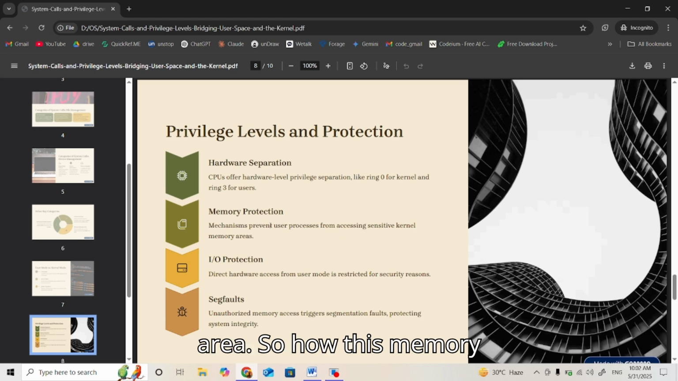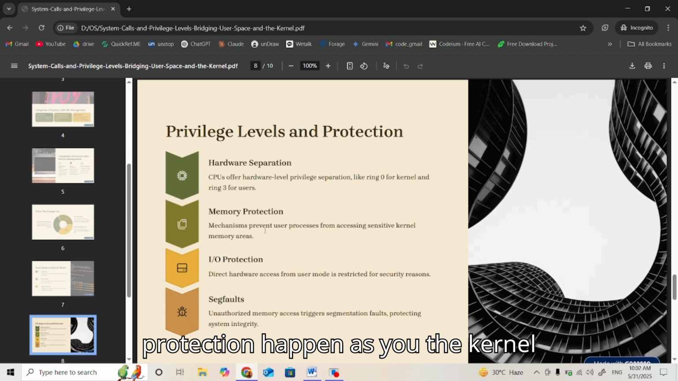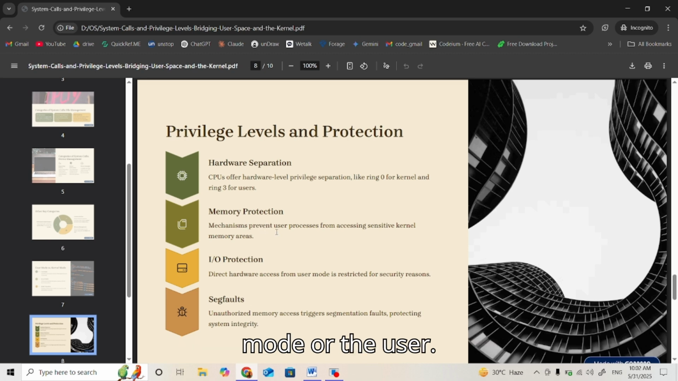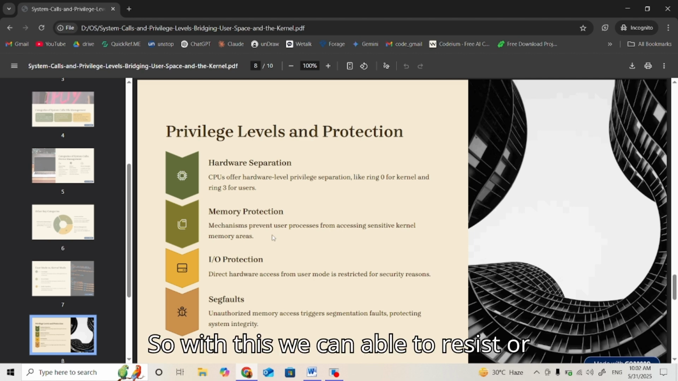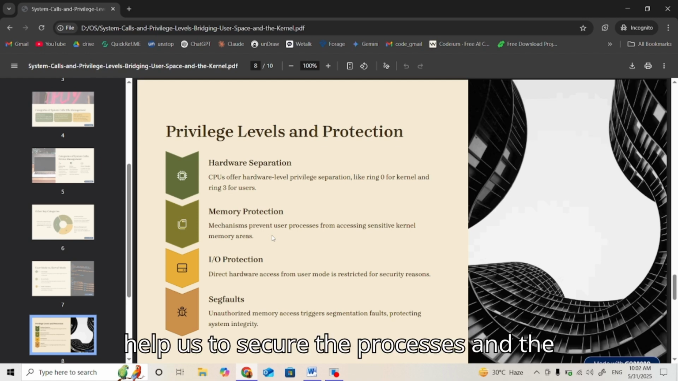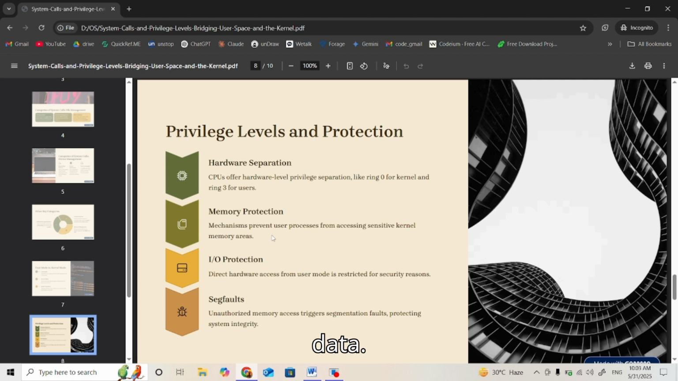So how does memory protection happen? As you see, the kernel mode or the user mode. With this we are able to resist and save our system. Kernel mode helps us to secure the processes and the data.